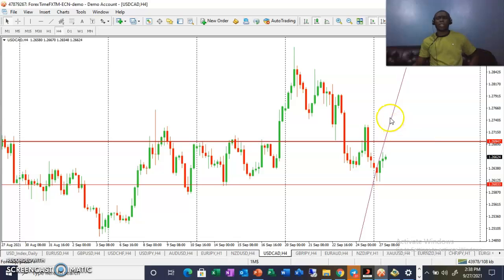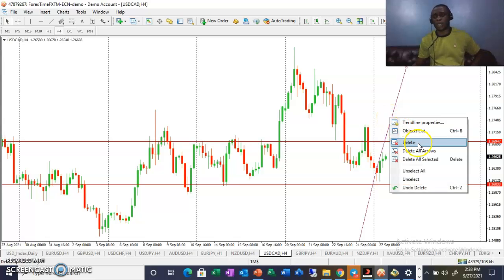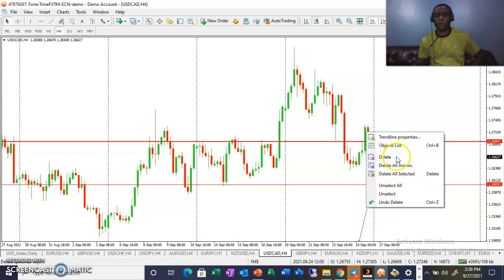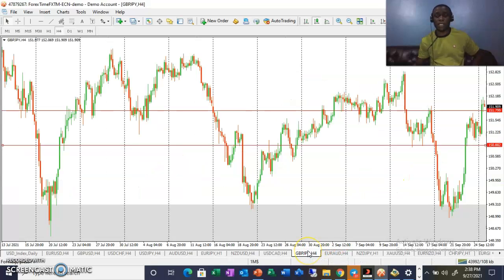Well, basically that's what we have for this week. I wouldn't want to go any further. We have other pairs like GBP JPY and so on, but I would just want to stop on the majors for now, and I also took a few minors. So basically, this is what we are looking out for this week.